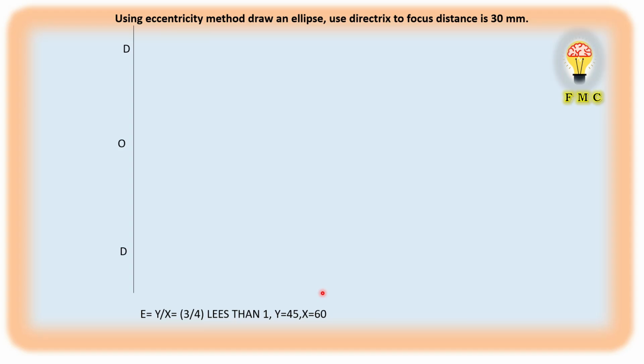First we have to draw one directrix, which we call DD. The center point of the directrix is O. From that I make one horizontal line. Then I mark one point F. It is clearly given that the directrix to focus distance is 30 mm, so O to F is 30 mm. Again, O to F distance is 30 mm, and I mark that point as F.